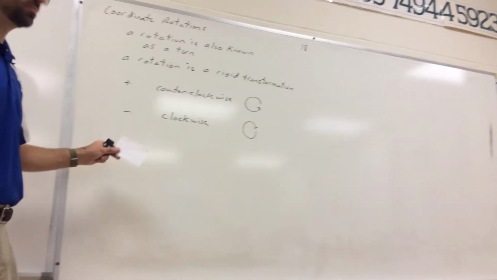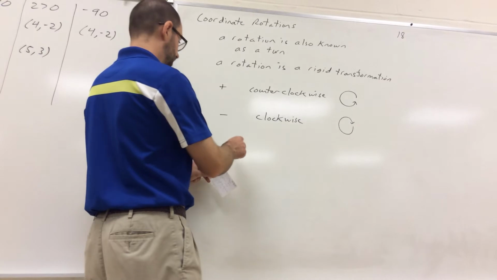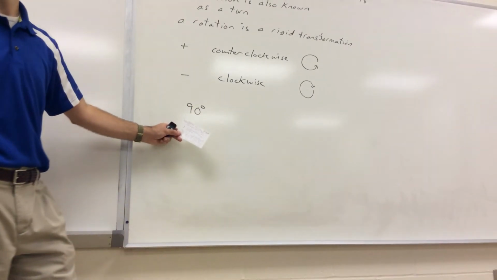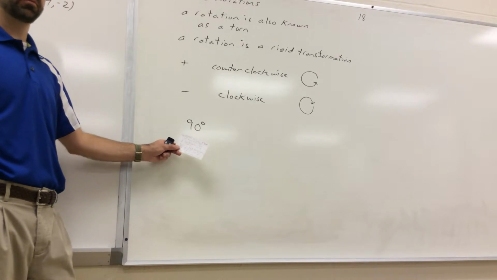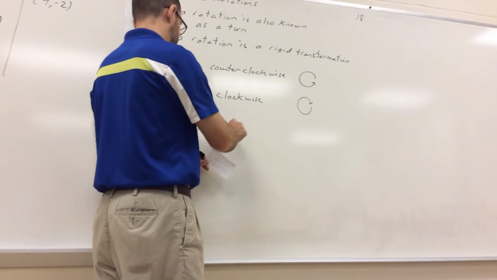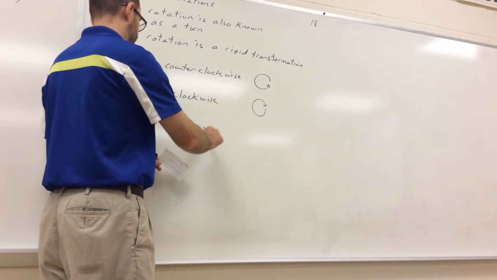Okay. All right, so then we have some patterns for rotations. So if you do a 90-degree rotation, that's what we were talking about on the sheet, and you start with a point x, y.